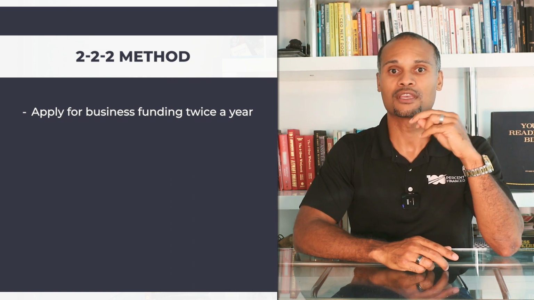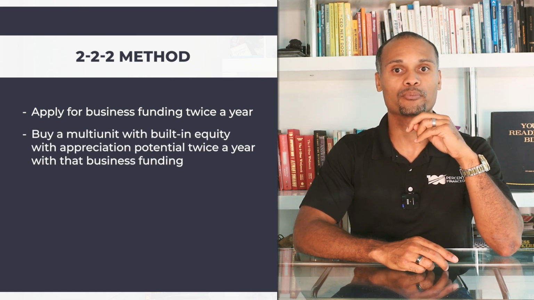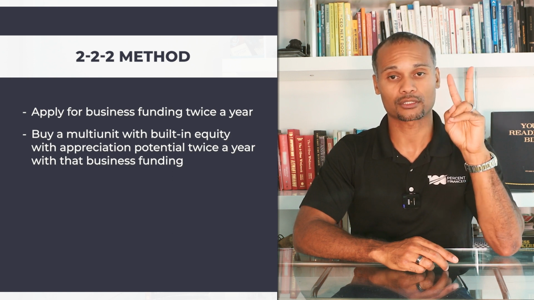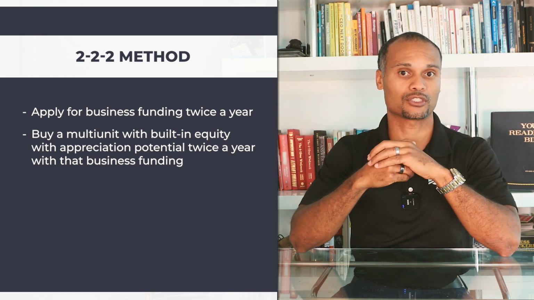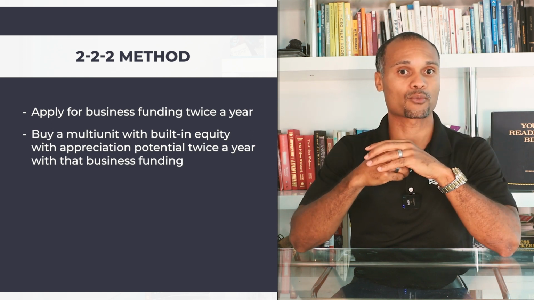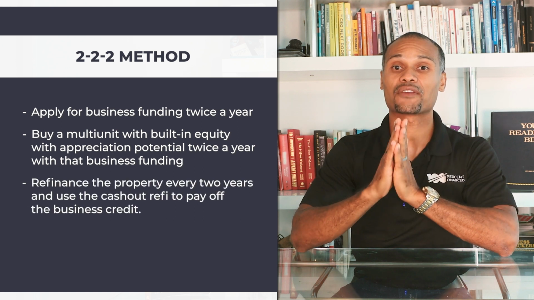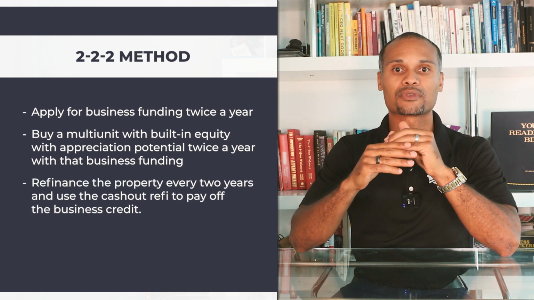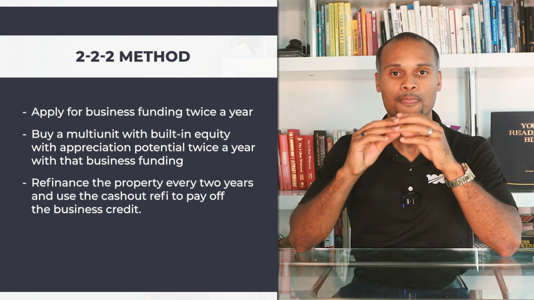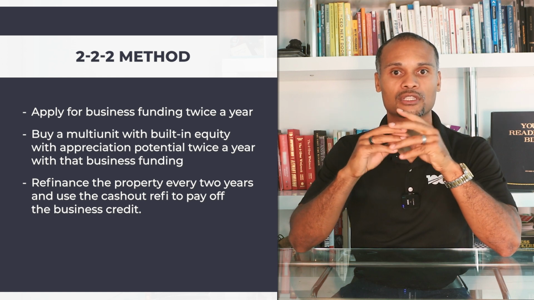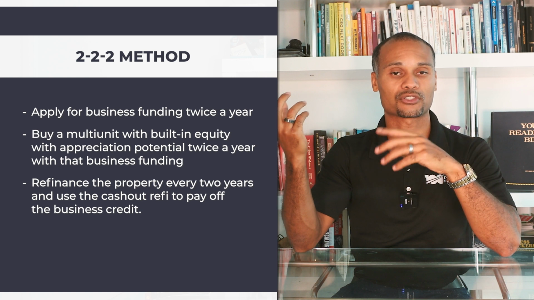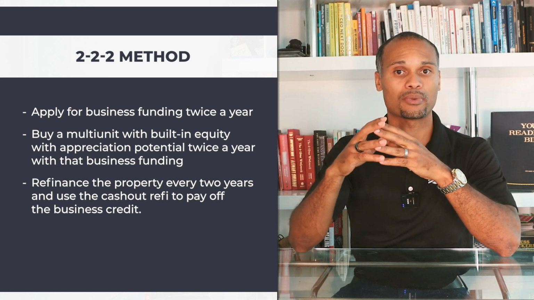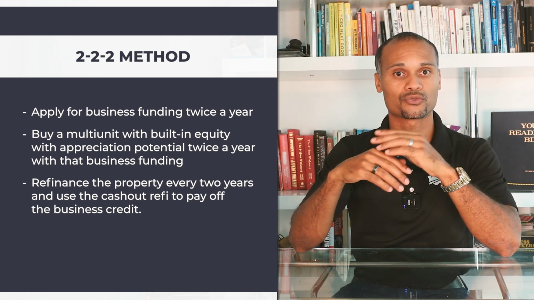That's the first 2. Then buy a multi-unit with built-in equity and appreciation potential twice a year. So that means you get funding twice a year, you buy 2 multifamily properties twice a year. And you can potentially get that with business funding. And then every 2 years, you want to be able to look at your properties that you've had in your portfolio for 2 years and do a cash out refinance and use the money you pull out to either pay down the business credit or buy your second deal. So that's the 2-2-2 funding.